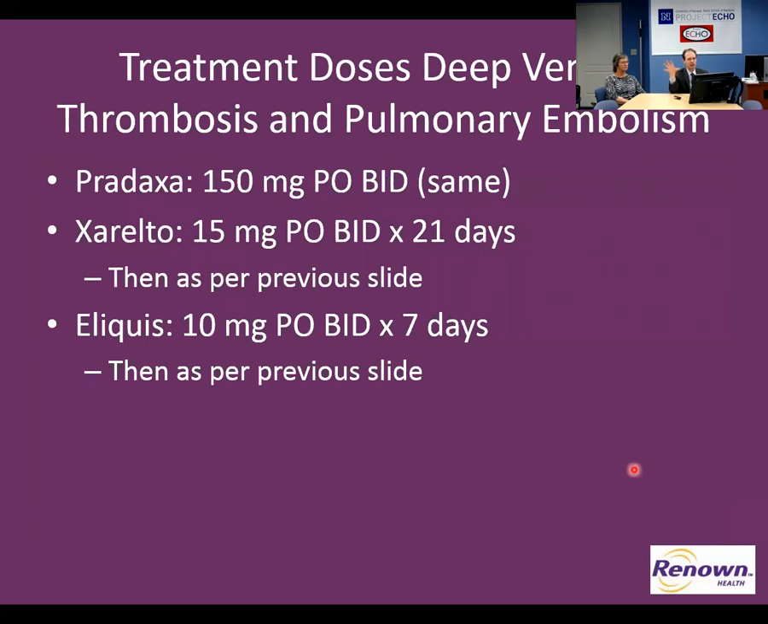So, okay. The other indication that's very common for the use of anticoagulants is a DVT or a PE. And so for Pradaxa, the dose is the same. For Xarelto, you're going to use 15 milligrams twice a day for 21 days. And then you go back to the 15 or 20 milligram strength. So sometimes I will see this if people aren't aware of the dosing, that they've left people on 15 twice a day for 3 or 6 months and not just 3 weeks.